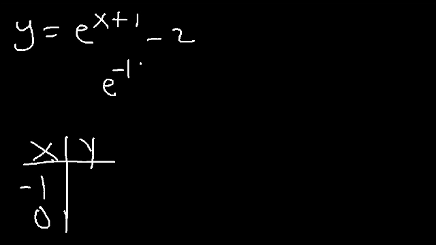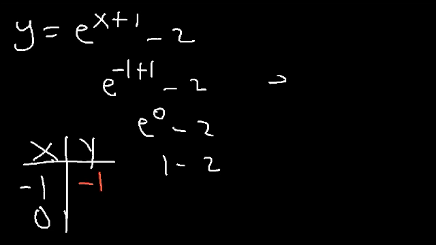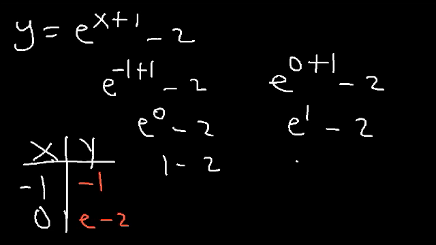So e to the negative 1 plus 1, minus 2. Negative 1 plus 1 is 0. Anything raised to the 0 power is 1. So 1 minus 2 is negative 1. Now, if we plug in 0 for x, 0 plus 1 is 1, and so we simply have e minus 2. So keep in mind, e is approximately 2.7. So 2.7 minus 2 is about 0.7.